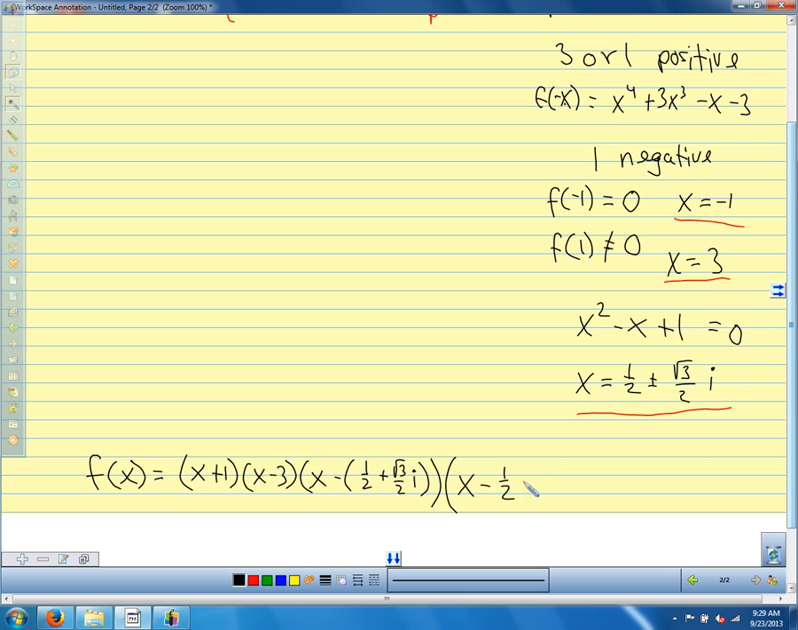1/2 minus square root of 3 over 2i. There's f in completely factored form. So if the problem asks you to write your polynomial in completely factored form, this is what you do. And in the one parentheses, you just put x minus whatever your root is. And here we have two roots, so we have x minus one of them, and then x minus the other. That's our completely factored form.